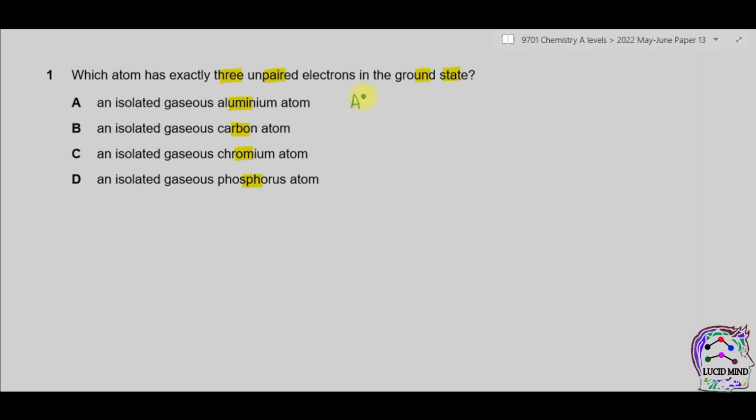So we have aluminum, the atomic number is 13. So it is 1s2, 2s2, 2p6, 3s2, and in 3p we just have 1 electron. So unpaired electron is just 1. All other electrons are paired, so it is not A.